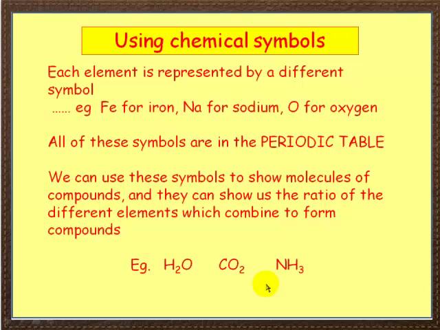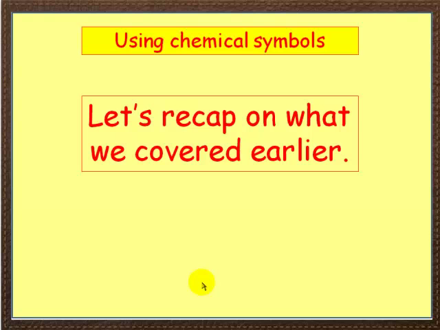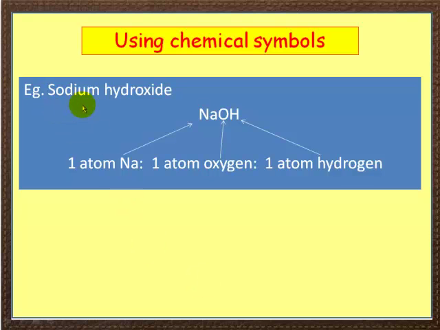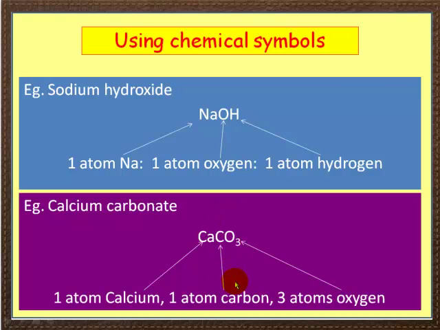Okay, so that's a simple introduction to chemical symbols. Let's just recap on what we've looked at in terms of chemical symbols. Very simple one, sodium hydroxide. Here's the formula, NaOH, which tells us we've got 1 sodium, 1 oxygen, 1 hydrogen. Right, let's increase the complexity. Here's calcium carbonate, 1 calcium, 1 carbon, 3 oxygens. I hope you can see where they're coming from.